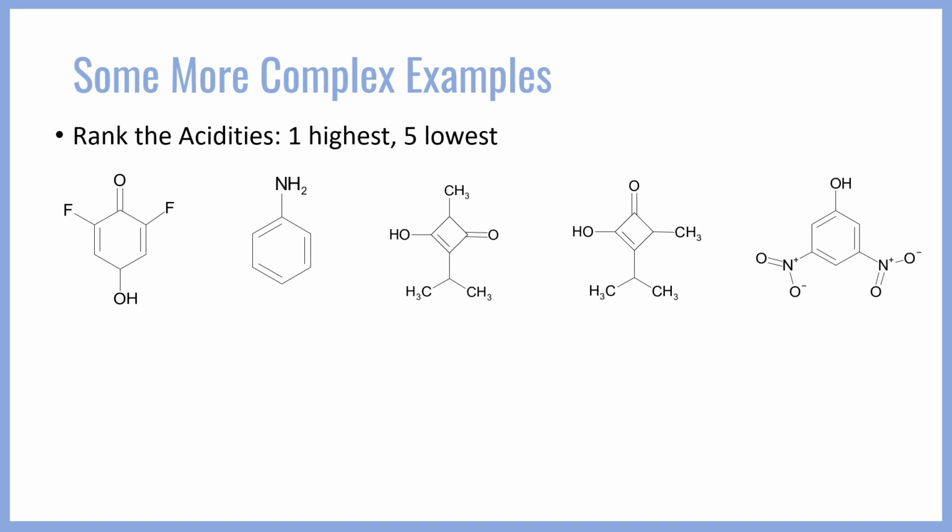So we want to move to our next most acidic group. That is typically going to be an OH. So do we have any OHs present in these molecules? And the answer is yes, we have quite a few. Four of the molecules, the first, third, fourth, and fifth molecules, all have an OH group.